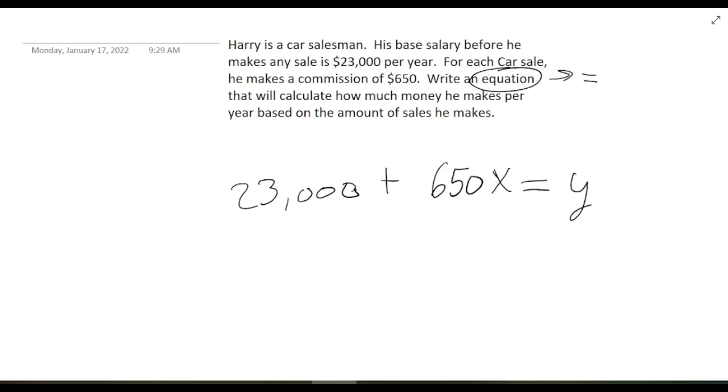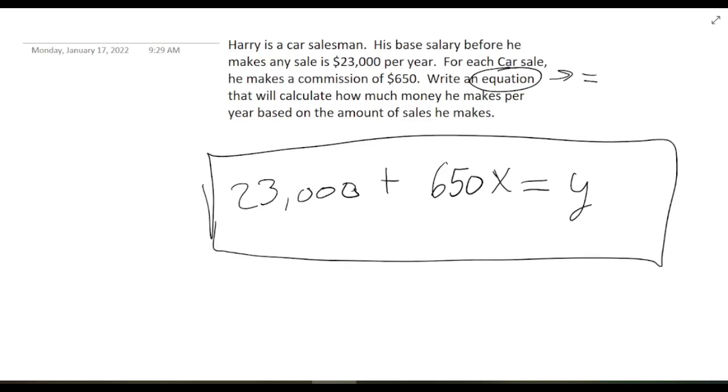Because we know that y is going to be the total amount of money that he makes in a year, and x is the thing that's going to change. It's going to be how many cars he sells in that year. It could be 5, 10, 15, however many cars he sells that year. So in the end, this is going to be the equation that describes this situation: 23,000 plus 650x equals y.